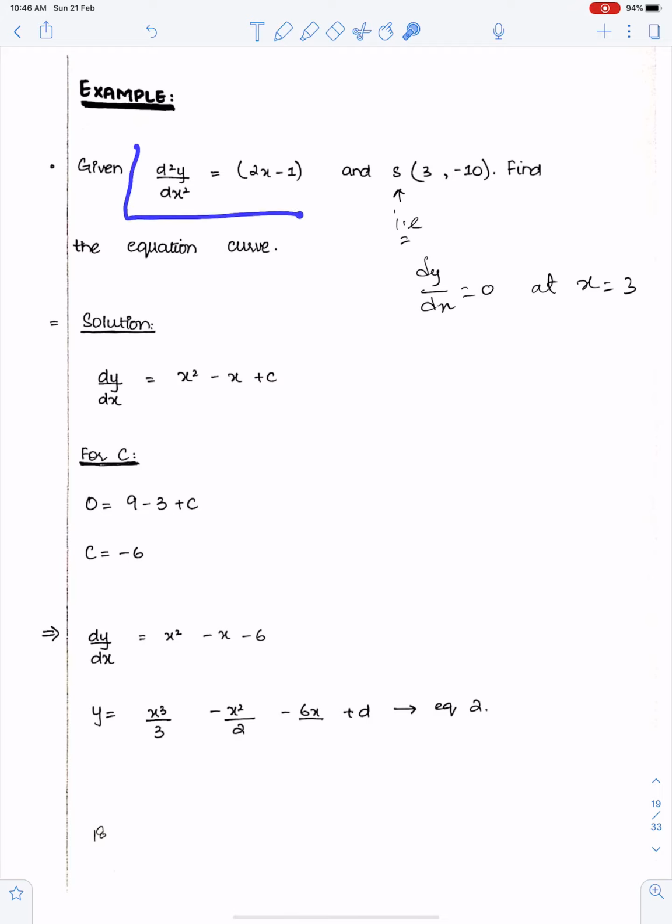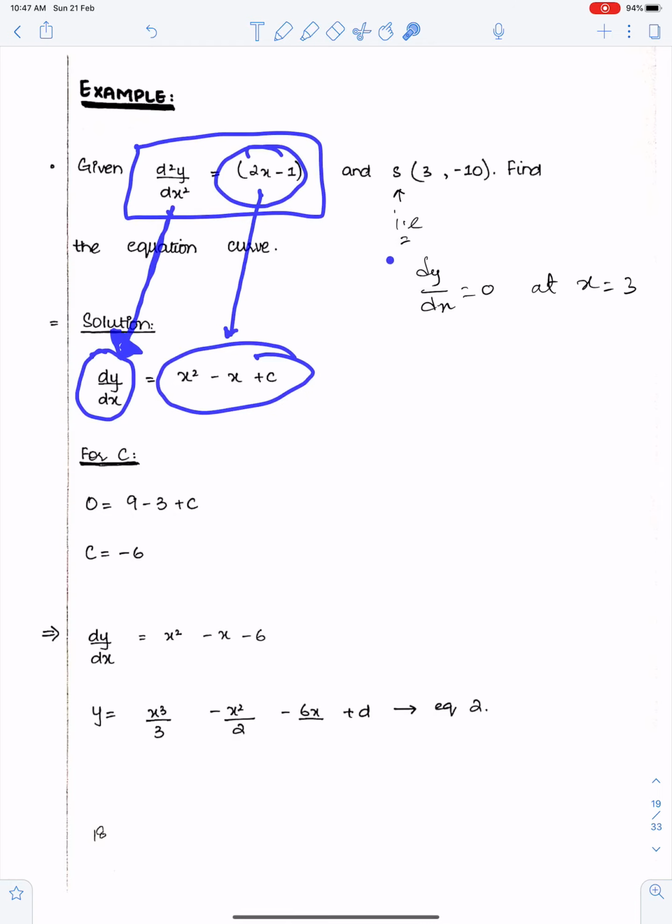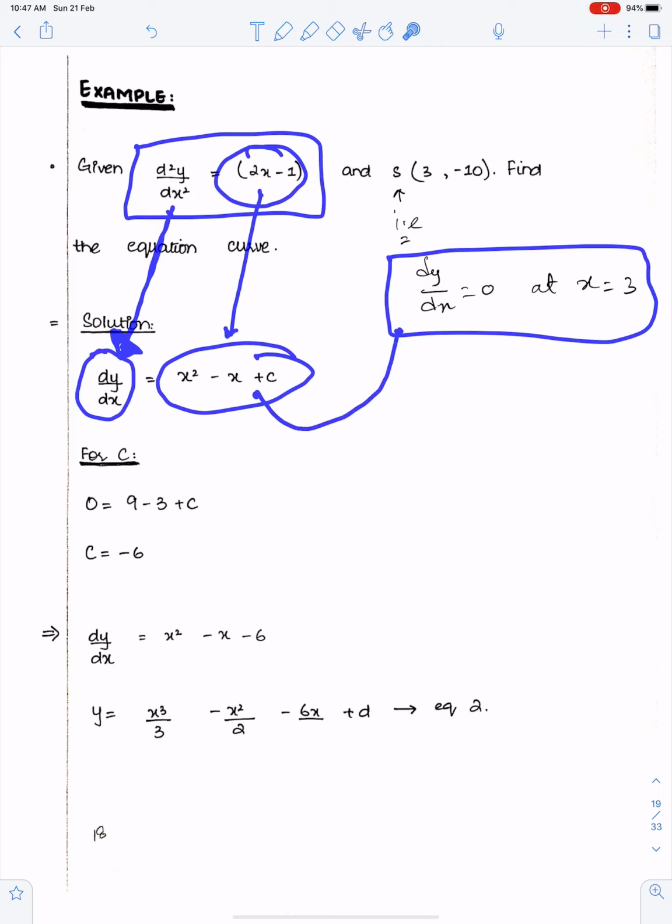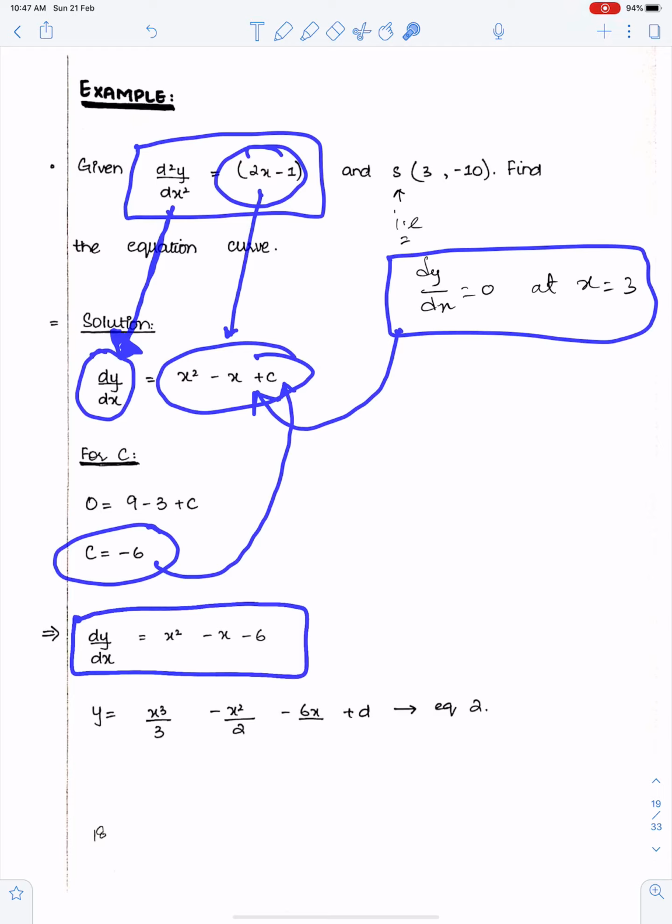With the help of this condition, we will find the value of this c. Since we have the second derivative, we have to integrate the second derivative twice to get the equation of the curve. This is the first time we integrated this. When you integrate the second derivative the first time, you will get the first derivative. And this is the integration of this function. Now use this information and get the value of c. When you substitute this information into this equation, you will get this value of c. Now substitute this c back into this equation.